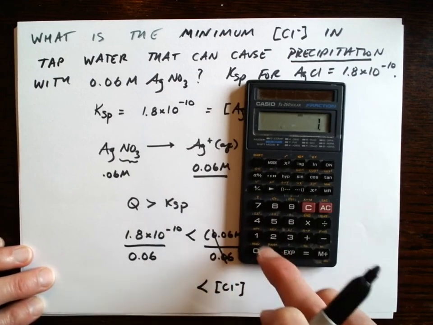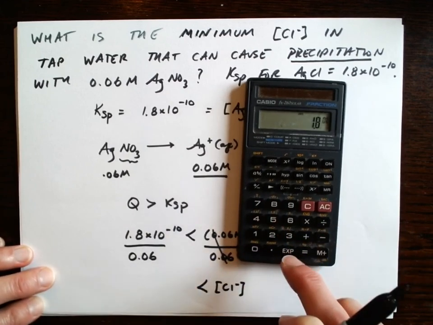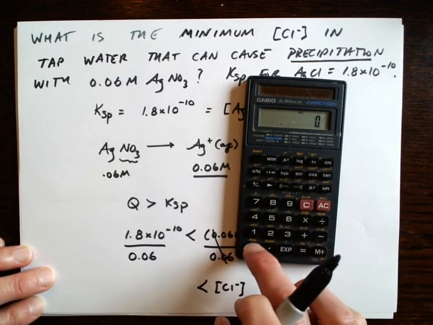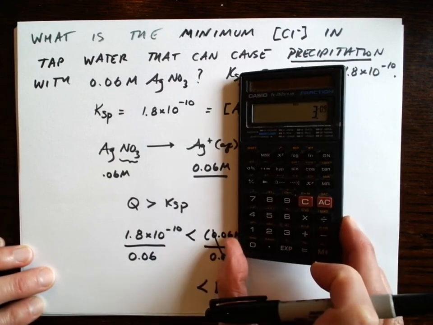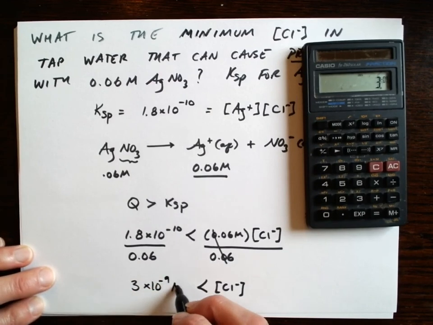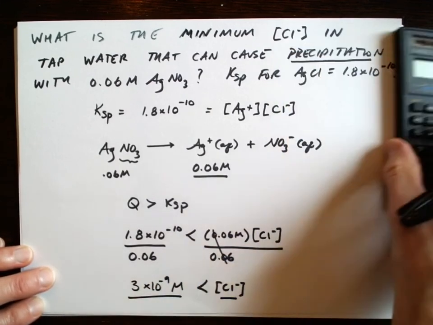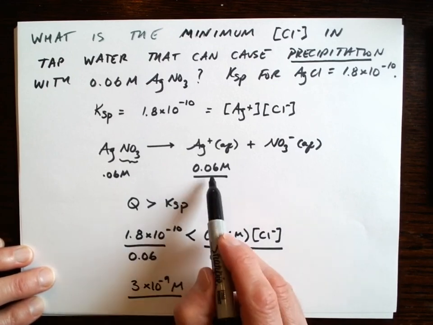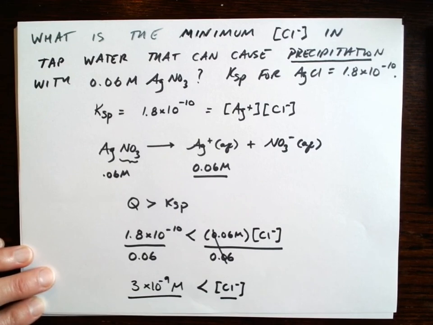So I'll just write this out, 1.8 times 10 to the negative 10, and I'm going to divide that by 0.06. That gives 3 times 10 to the negative 9. That's not much. So as long as my chloride concentration exceeds 3 times 10 to the negative 9, and I mix that with 0.06 molar silver, we're going to get a precipitate.